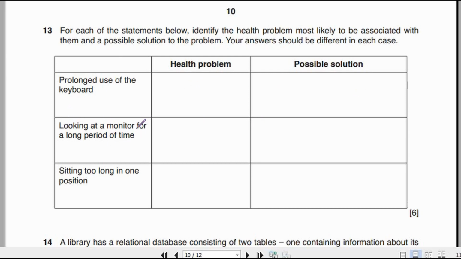The second, looking at the monitor for a long period of time also causes some problems, especially eye related. So eye strain is one of the problems that you can mention here. Or if any other eye problem, you can mention it here. It also causes dry eyes and headache, so you can write it. The possible solution, again, it should be different.